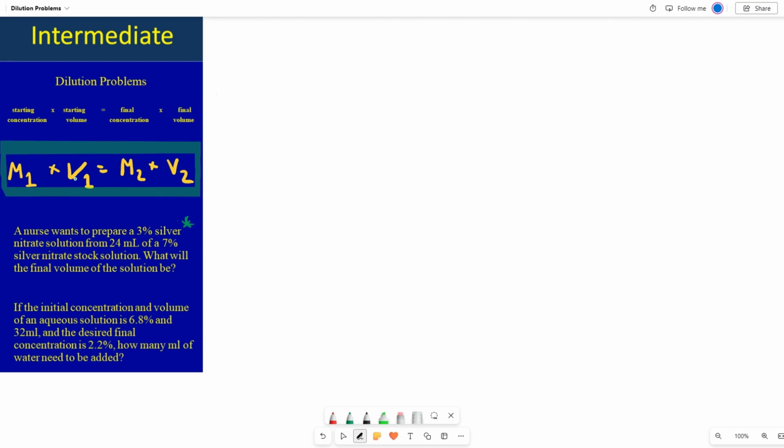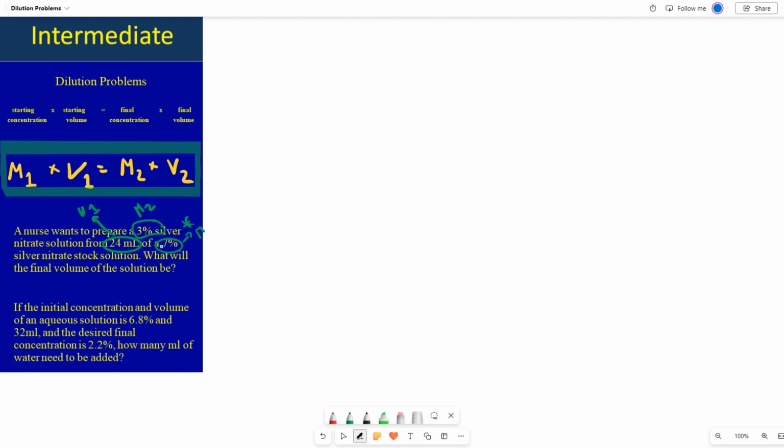So it says a nurse wants to prepare a 3% silver nitrate solution. So if you want to prepare something, this is what you're going to have. So this is your final concentration, or your M2. And this is what they're preparing it from. They're preparing a 3% silver nitrate solution from 24 milliliters of a 7% silver nitrate solution. So this is what you're starting with. So this is going to be your V1, and this is the percent that you're starting with, so that's going to be M1.